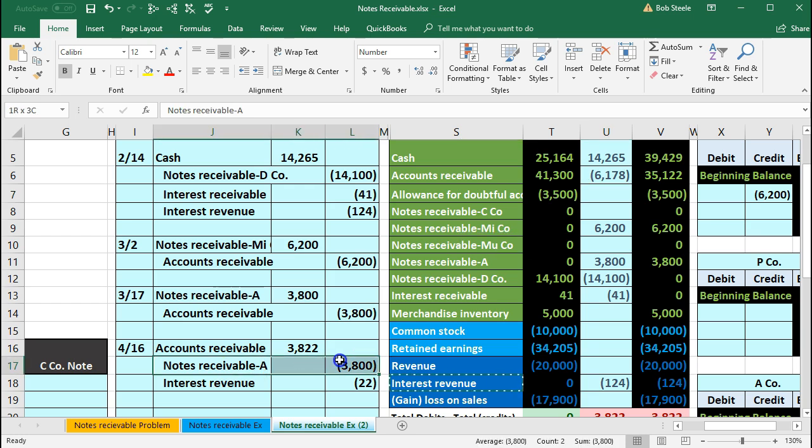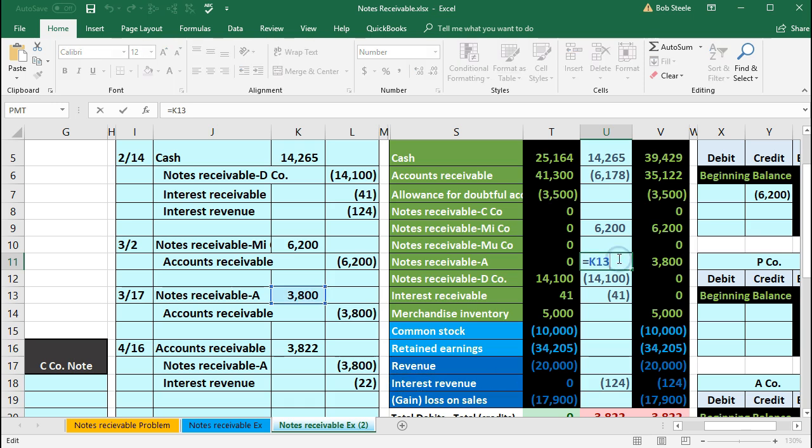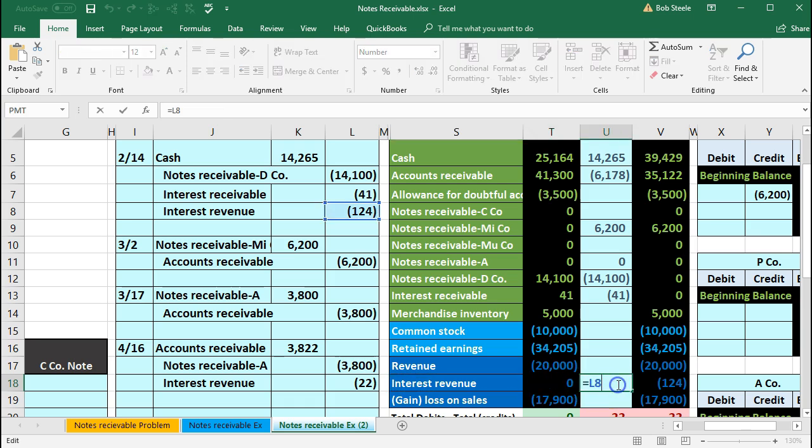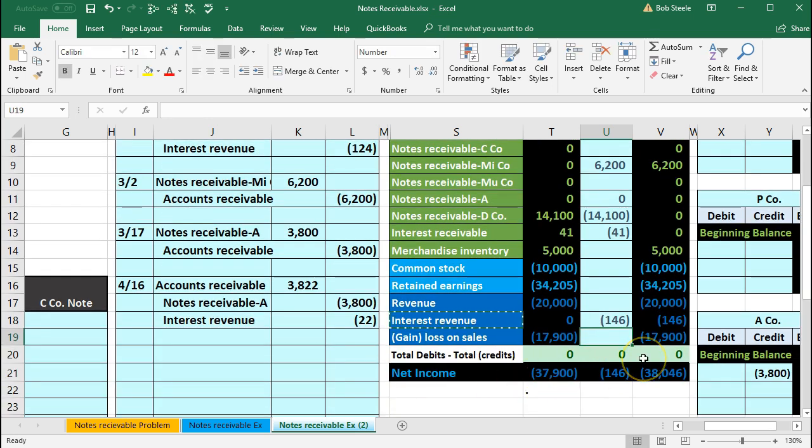Then we have the notes receivable in A, so that will be here. Notes receivable. We want to be in U13, double clicking on it, going to the end of it and plus, and then pointing to that 3,800, bringing the balance down to 0. Then we're going to record the interest here. So the interest is here on the trial balance. Double clicking on U18 and going to the end, plus pointing to that 22 and enter.